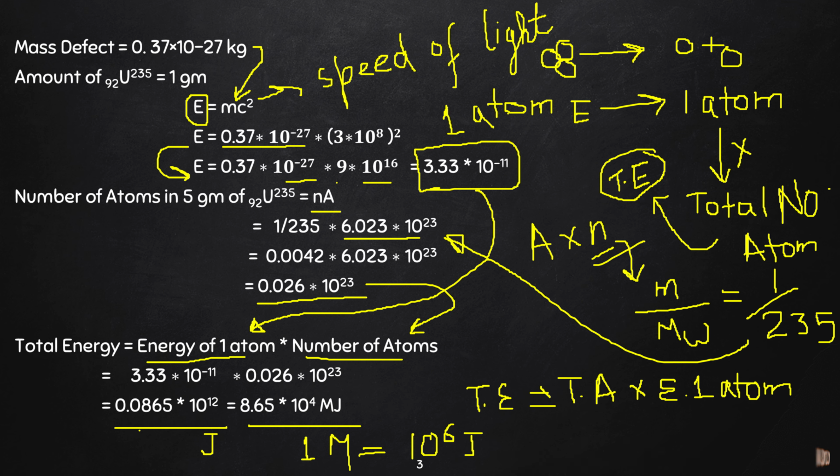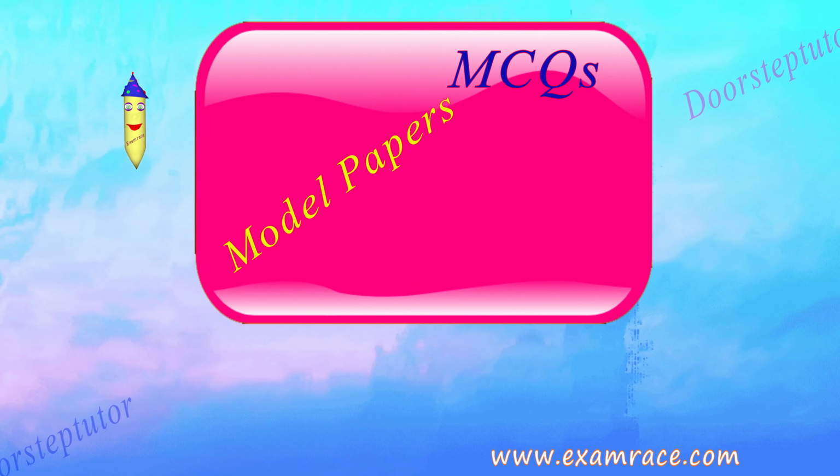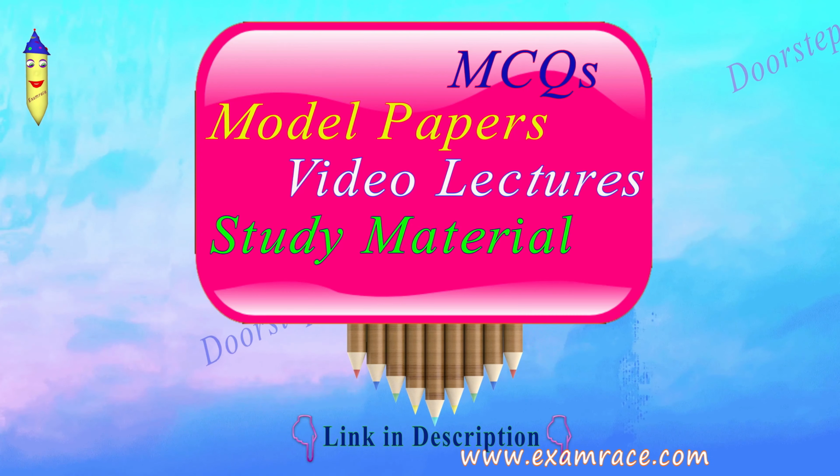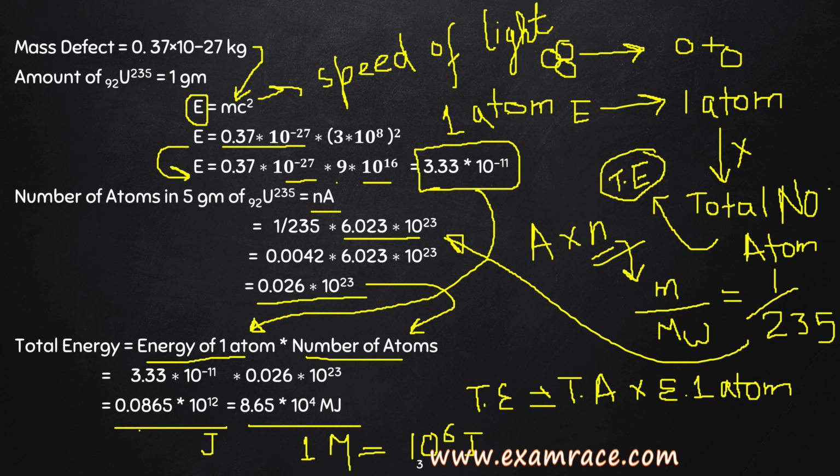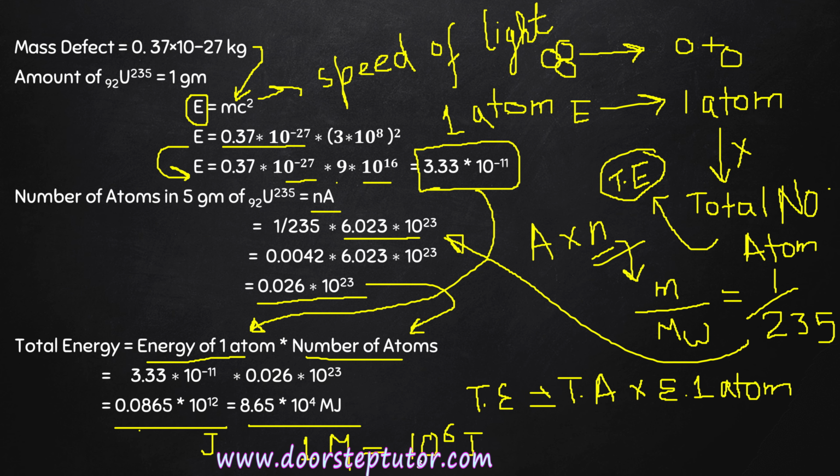c is the speed of light. So its value is 3 into 10 power 8, and the whole square of 3 into 10 power 8 is, and we'll solve this equation here, which is equal to E is equal to 0.37 into 10 power minus 27 into 9 into 10 power 16. So by solving this we'll get this.